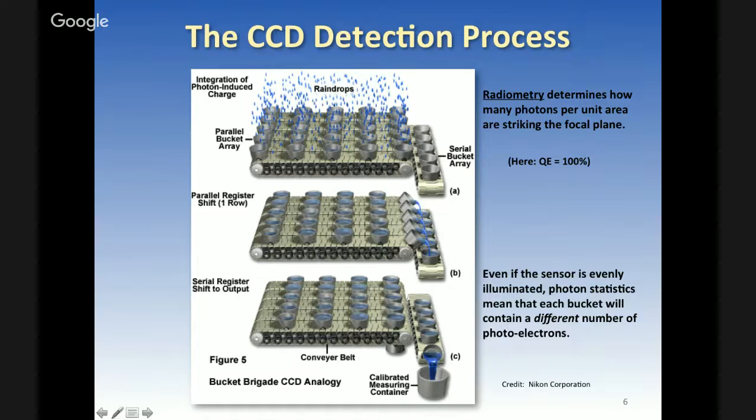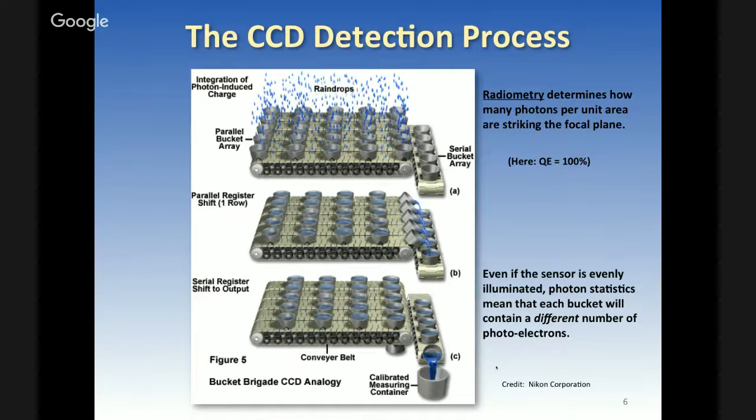And really, the number of photons per unit area that are striking the focal plane, which is where these buckets are, is determined by something we call radiometry. And we're not going to go into that in this talk, of how we determine how many raindrops are really falling per unit bucket here. We're just going to say we've put some buckets out. We're going to assume that the quantum efficiency is 100%. In other words, each bucket collects every raindrop that hits it. And as they fill up, we're going to move these buckets over on a conveyor belt. We're going to dump them into a shift register, and the shift register is going to measure and calibrate each bucket as it comes out.